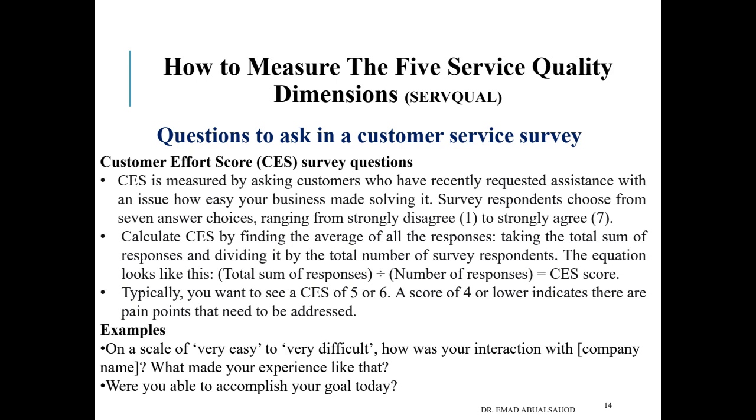On a scale, for example, of very easy to very difficult, how was your interaction with the company? What made your experience like that? Were you able to accomplish your goal? This question, what made your experience like that? Usually, these are what we call branched questions. First, you have the overall survey question. Then you will have branched questions that measure what had the most impact on your experience. For example, you said it was very easy or it was very difficult. But in the second and third questions, you will provide questions that can track what the dependent factor was, or what was the cause of the overall satisfaction with the company.